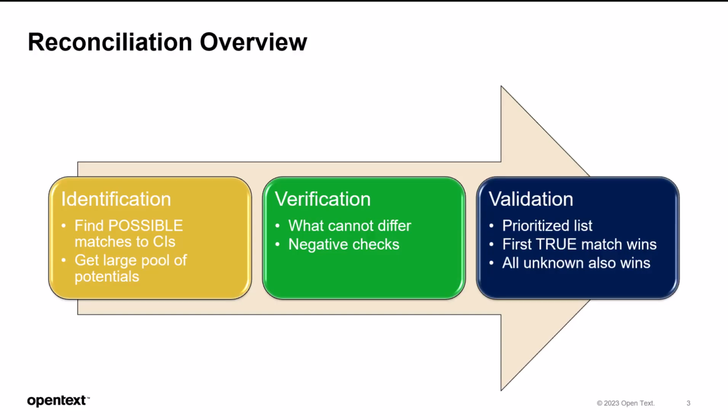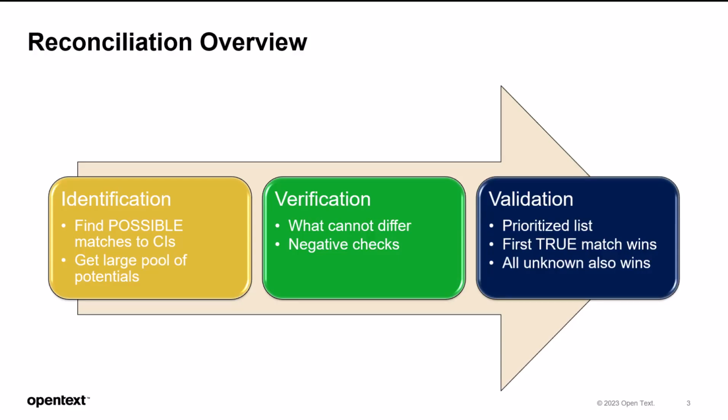If all of the rules evaluate to unknown, meaning that one or more of the identification attributes don't exist, so if we're trying to match name and primary DNS name, and name is empty, it's null, then that rule will result in an unknown value. So if everything is unknown, then we will also merge those two CIs.